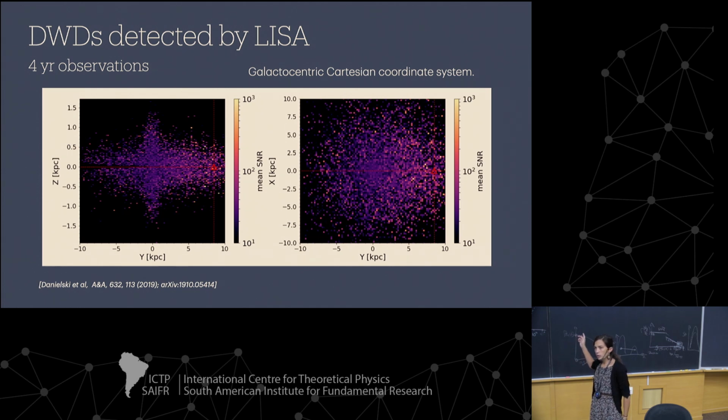So this was the outcome of a binary population simulation. And then they took every binary at the end of the simulation, the double white dwarfs, and then depending on their mass ratio, depending on the distance from Earth, depending on the separation, they produce the signal to noise as a function of the location as well, of course, because it's the distance from Earth.